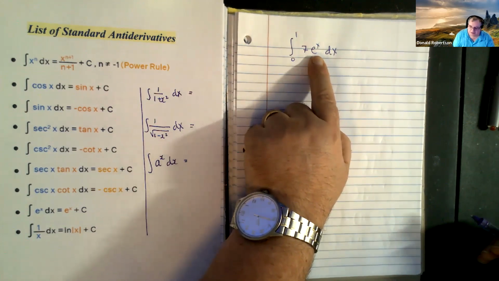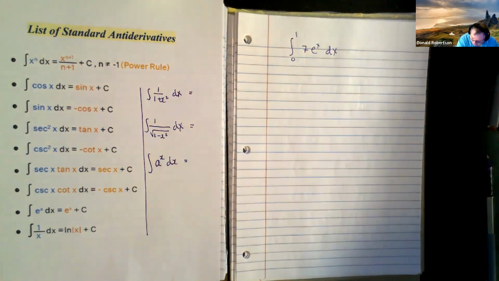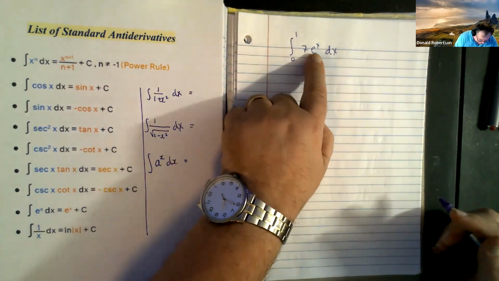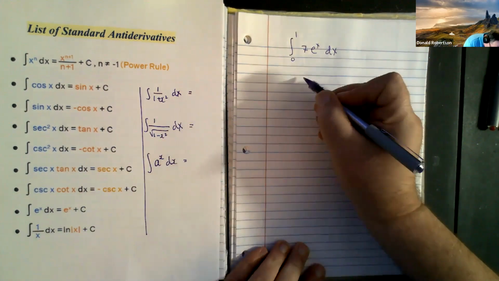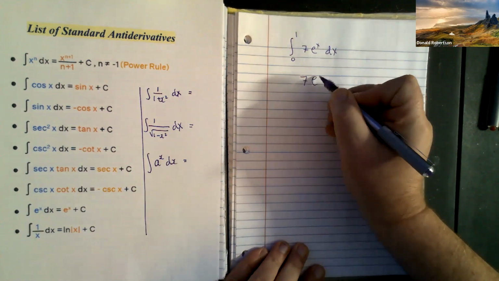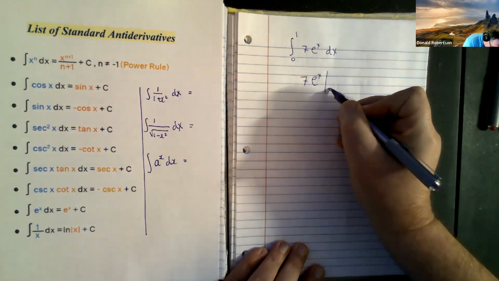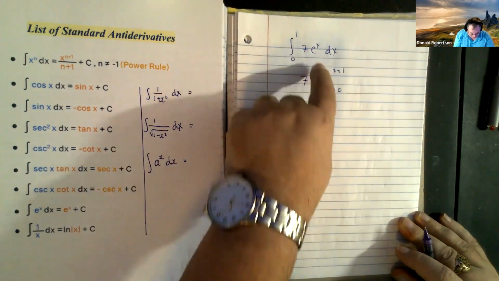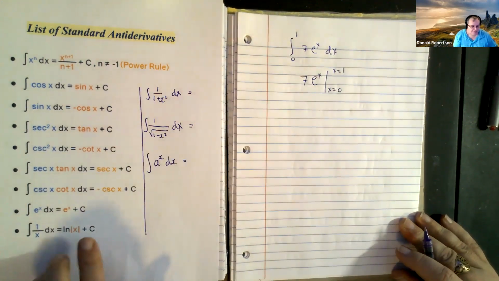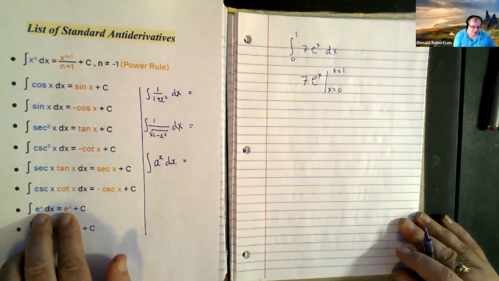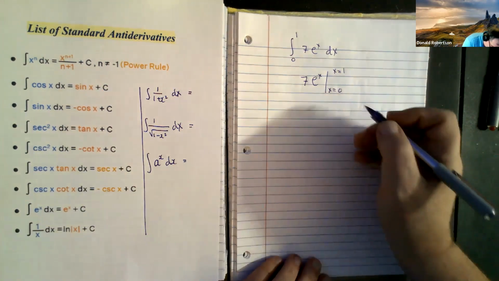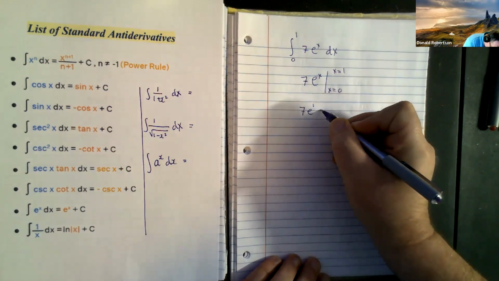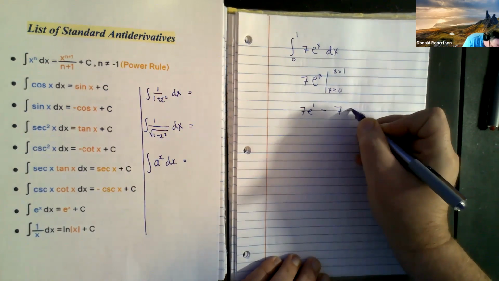The antiderivative of e to the x is e to the x. So the antiderivative of 7 of them is 7e to the x. So nothing too weird, right? The antiderivative of this guy is that guy. And here's the guy I'm using, right? E to the x gets you e to the x. Now, plug in 7e to the 1, take away 7e to the 0.